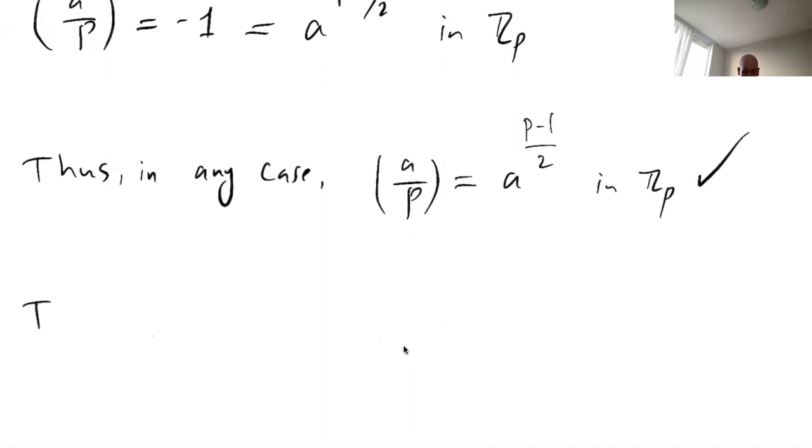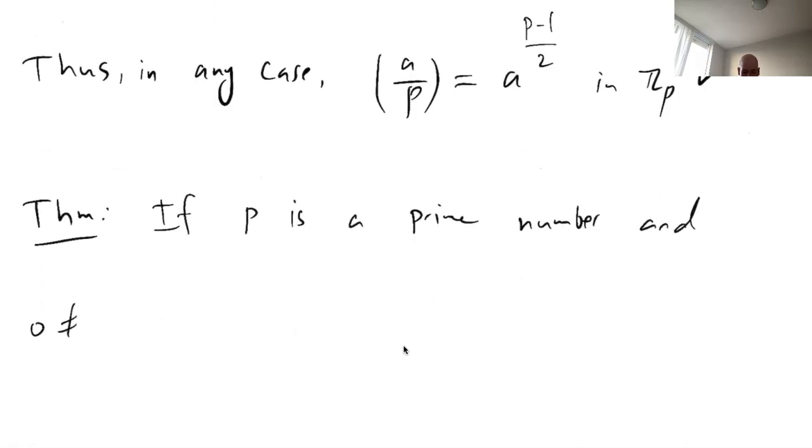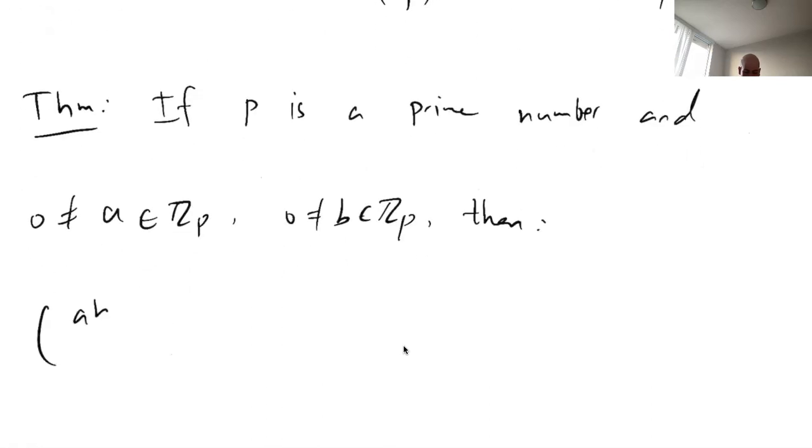Okay, now the next theorem. Again, if p is a prime number, and 0 not equal to a in ZP, and also b, let's say we have two numbers, 0 not equal to a in ZP, and 0 not equal to b also in ZP, then (ab over p) is equal to (a over p) times (b over p).